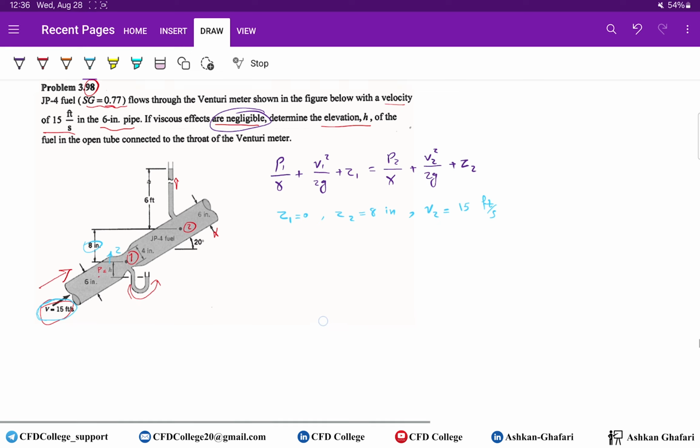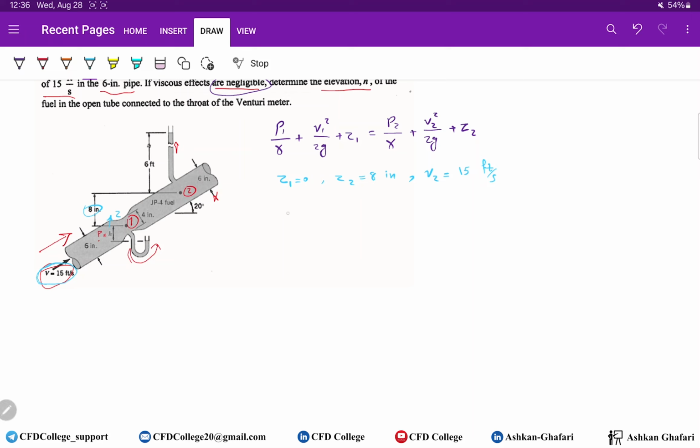How can we calculate it? Using the continuity equation. We know that Q, the flow rate, is constant through the pipe, so A1 V1 equals A2 V2. So V2 equals A1 over A2 times V1. So A1 is pi over 4, 6 inches divided by 12.